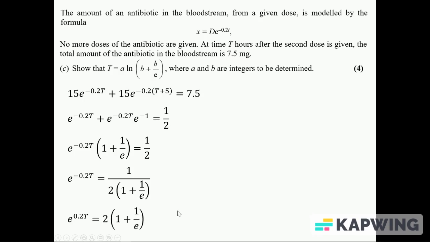And then I need to get T equals... so 0.2T is the ln of that, 2 plus 2 over e, and then multiplied by 5.